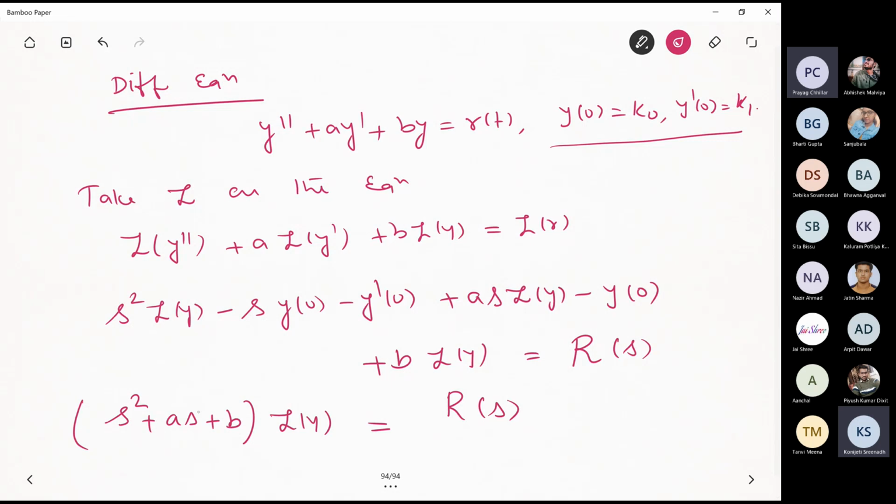Okay, so R(s) plus s into y(0), that is k naught, plus again y(0), so again one more k naught, and y prime(0) is plus k1.